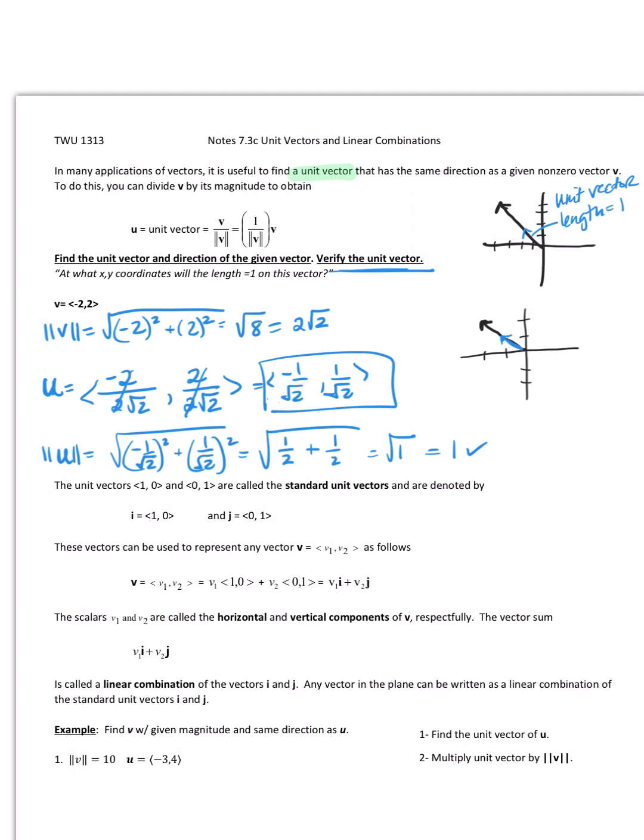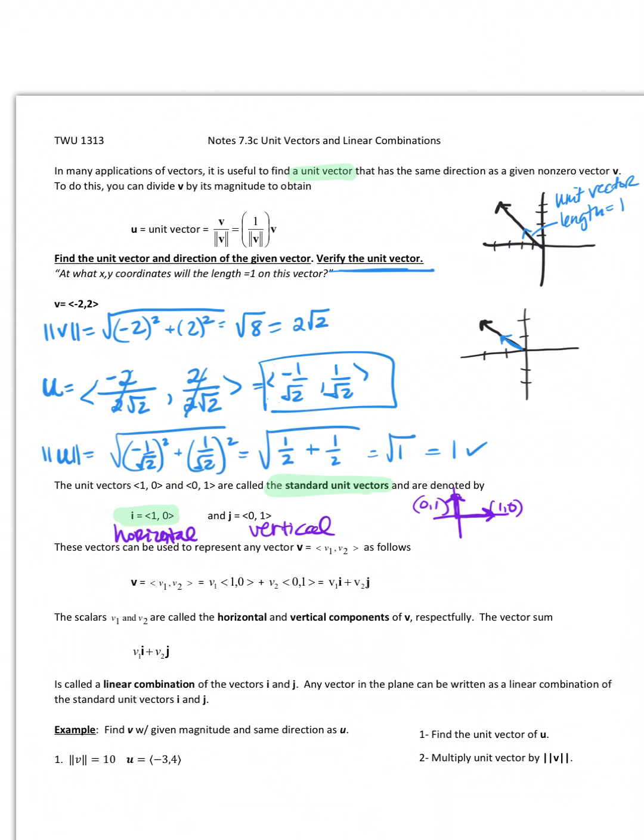Now, the unit vectors, it's a different topic a little bit. The unit vectors 1, 0 and 0, 1 are called the standard unit vectors, and they're denoted by this. We use i to indicate 1, 0. What does that mean? Well, i is 1, 0. That is the horizontal component, or the x value, if you will. j is the 0, 1 component. So it's the vertical.